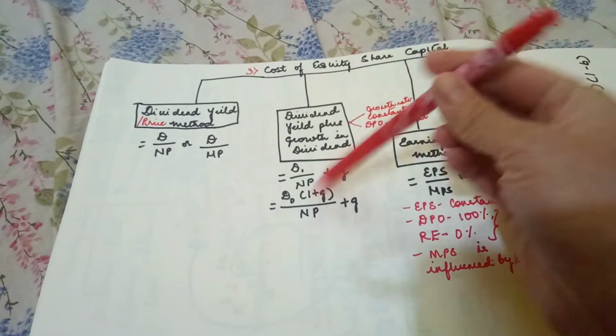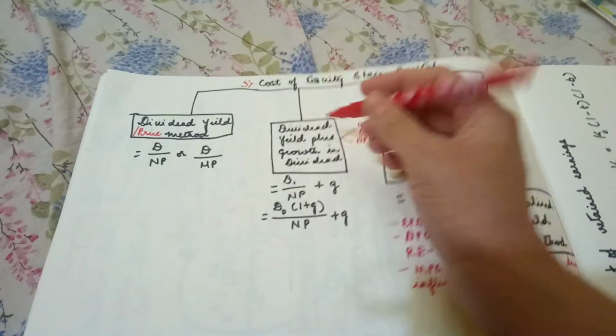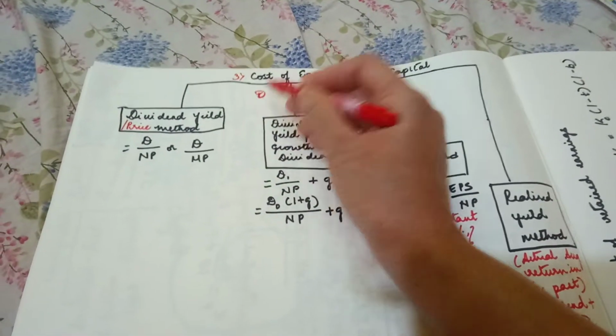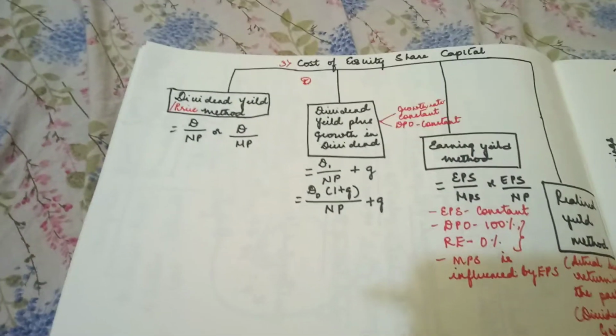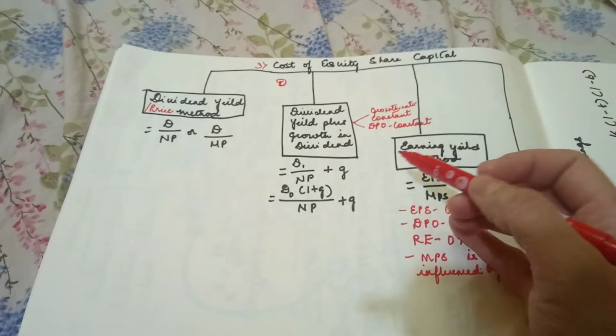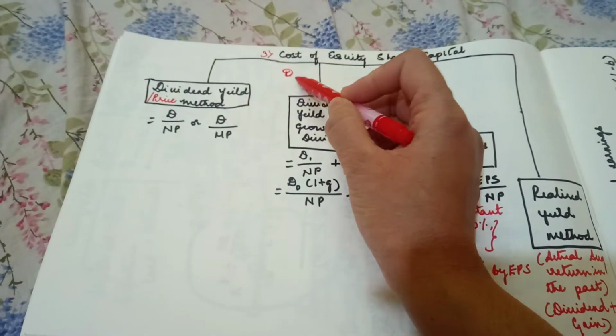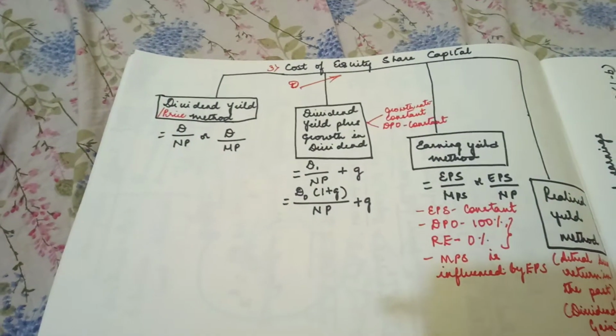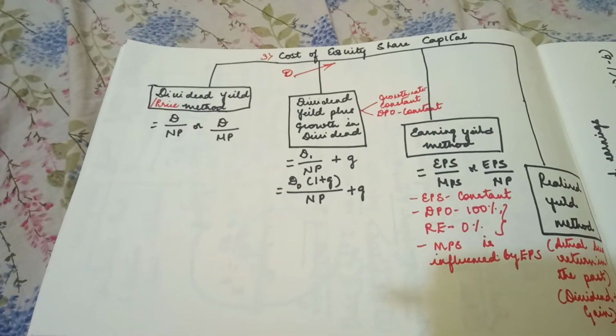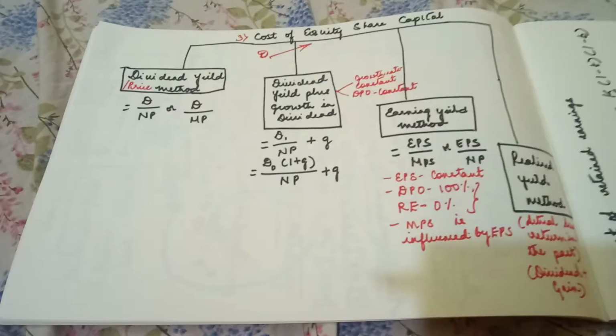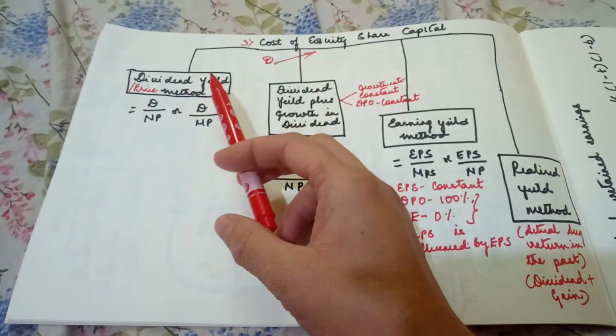What do you pay for equity shareholders? Usually it is the dividend. So dividend, what you are paying to the equity shareholders for their investment, that is the cost involved in raising the funds from equity shareholders. Now under this basically you have four methods.